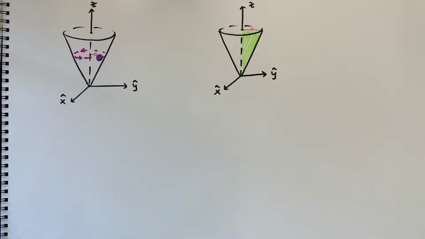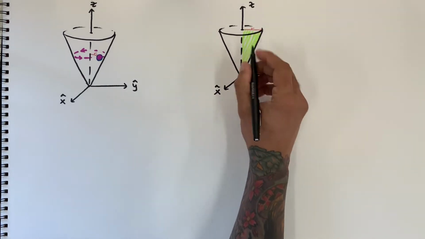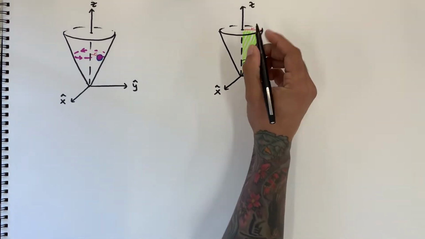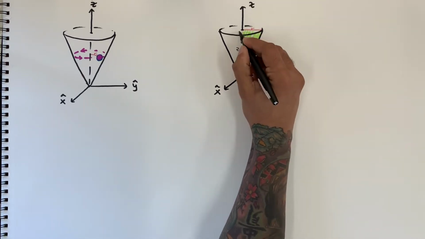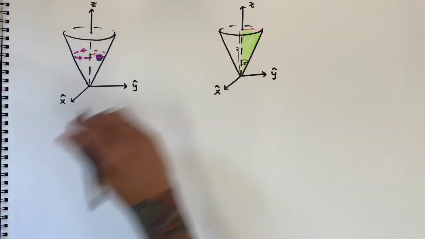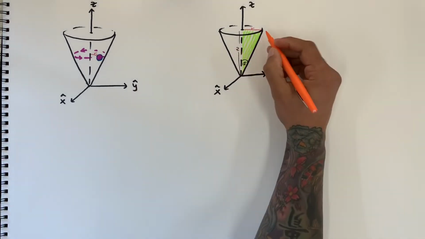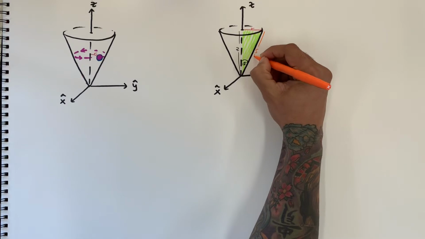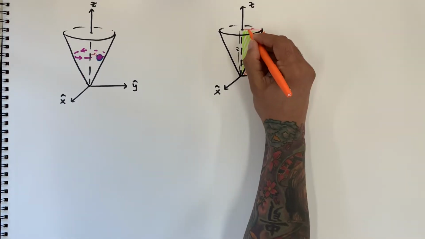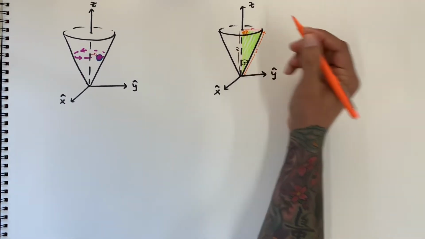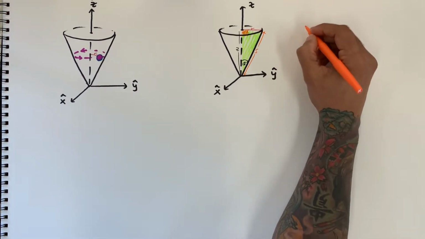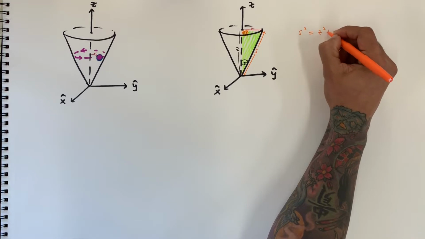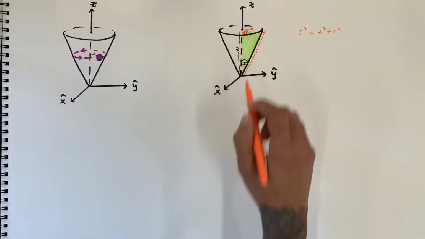We know that the angle made from z going down to the xy plane is theta. I'm going to label this side here z, and then let's label this hypotenuse side s. So this is a right triangle. Just to show that this is a right triangle, we have s squared equal to z squared plus r squared. So that's the triangle that we're looking at.